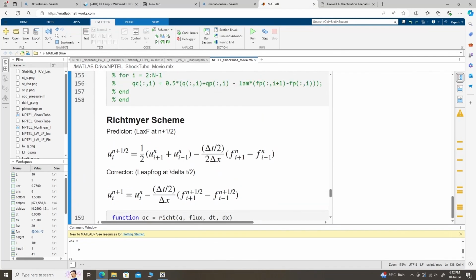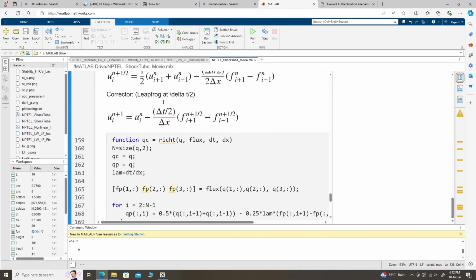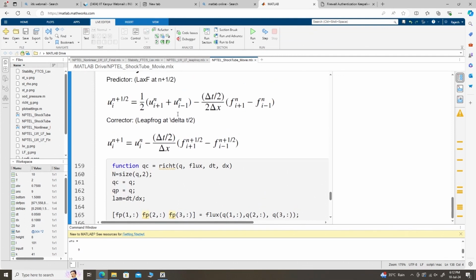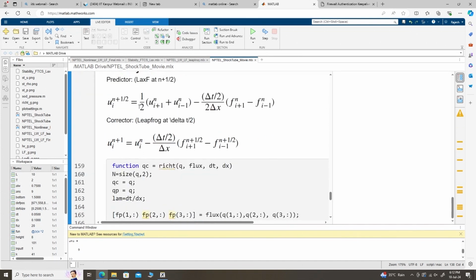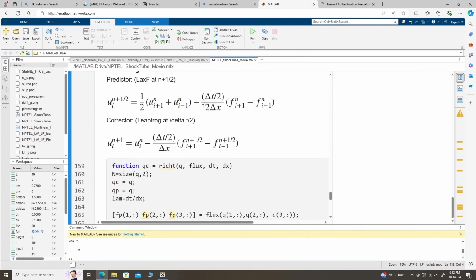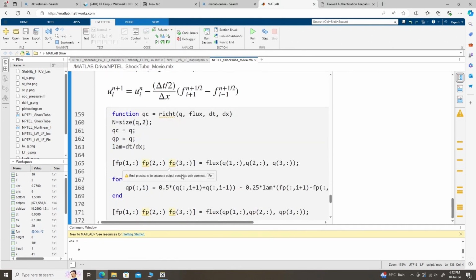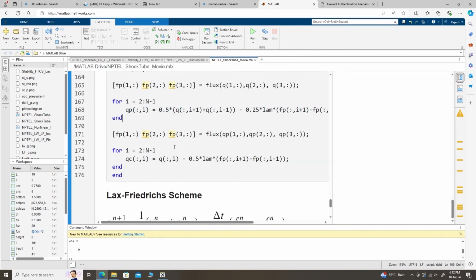Similarly, you can have the Richtmyer scheme, where you have Lax-Friedrichs at n plus half. I am not doing the 2-step Lax-Friedrichs, but I am doing the Richtmyer, where we do not have to do this I plus half and I minus half business. Just calculate the predictor, which is ui n plus half, using Lax-Friedrichs, and the second step is to do leapfrogging. That is what I am doing here. This is my Lax-Friedrichs. You can see that I am taking the average of I plus 1 and I minus 1, and then I use this for leapfrogging the next step.